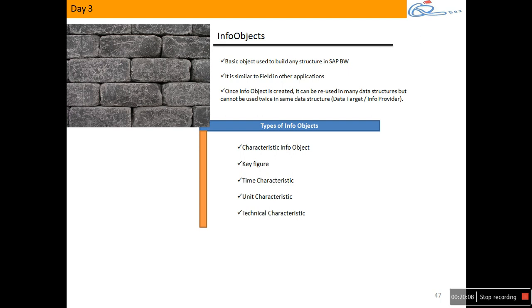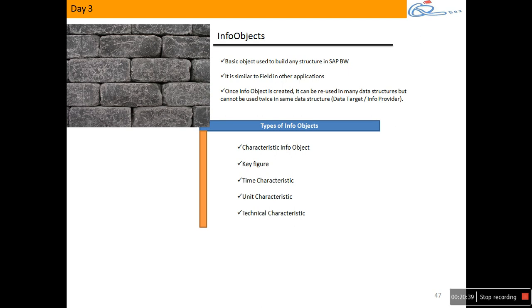Next is what? InfoObjects. An InfoObject is a basic structure which we use to build up any structure in BW. If you want to create a cube, or an ODS, or master data, anything you want to create, it is all based on what? InfoObject. You have to use InfoObjects and build up your structure. Clear? That's the base object.